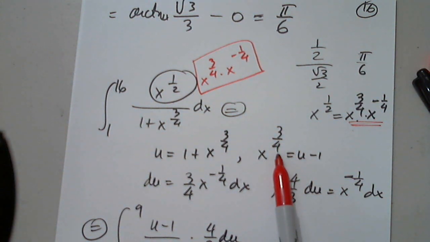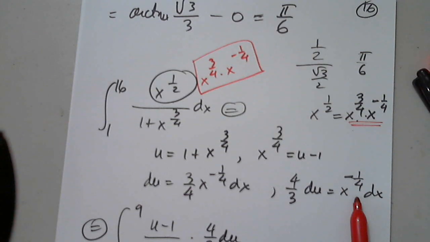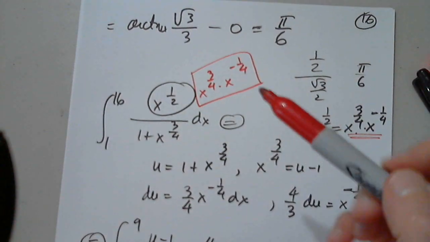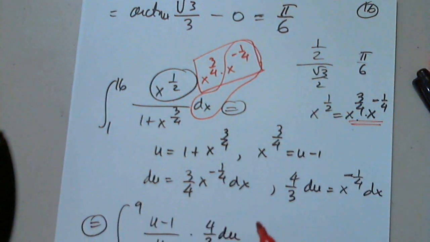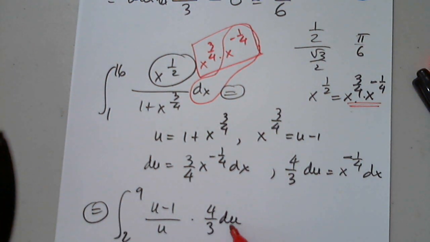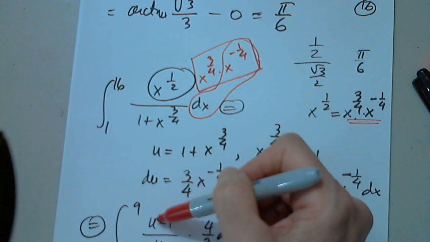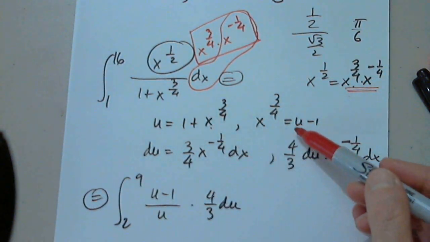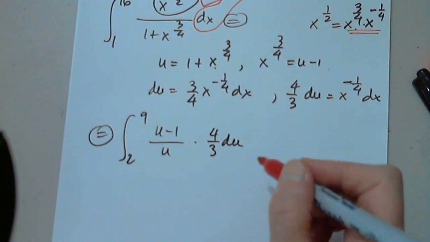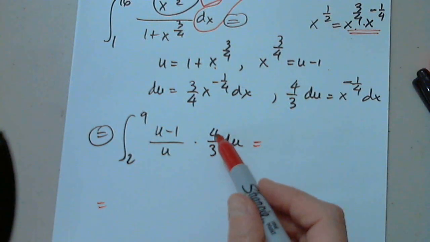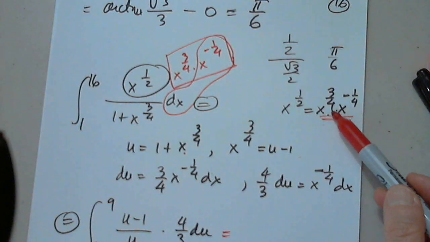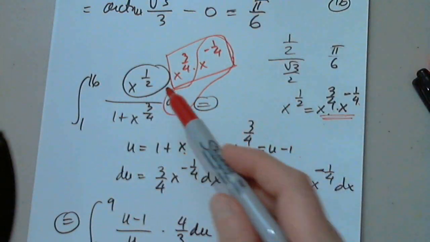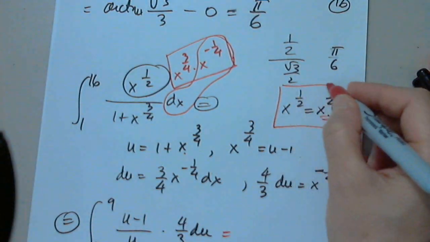Then x to 3/4. So this is our 4/3 du. And x to 3/4 is u minus 1. So that was the trick, to notice that x to 1/2 equals x to 3/4 times x to negative 1/4. That was the algebraic trick.